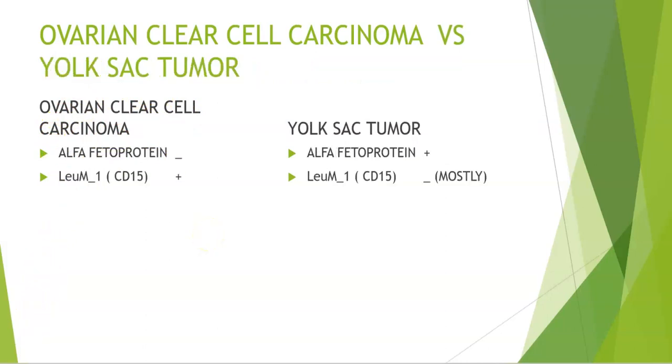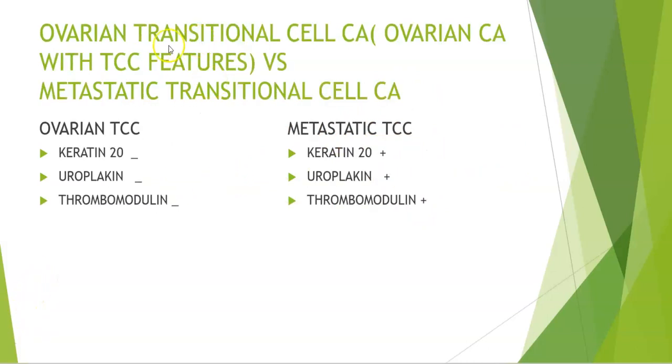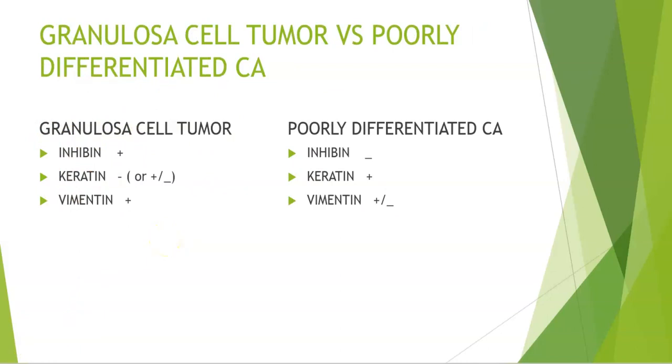Now, ovarian clear cell carcinoma and yolk sac tumor. Ovarian clear cell carcinoma will be negative for alpha fetoprotein, while yolk sac tumor will be positive, and UEA-1 will be negative in yolk sac tumor and positive in ovarian clear cell carcinoma. Ovarian transitional cell carcinoma, or ovarian carcinoma with transitional cell features, versus metastatic transitional cell carcinoma. Metastatic transitional cell carcinoma will be positive for keratin 20, uroplakin and thrombomodulin, while they are negative in ovarian TCC.